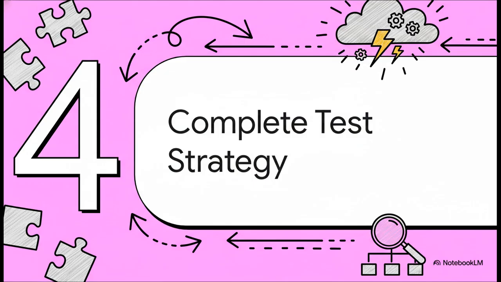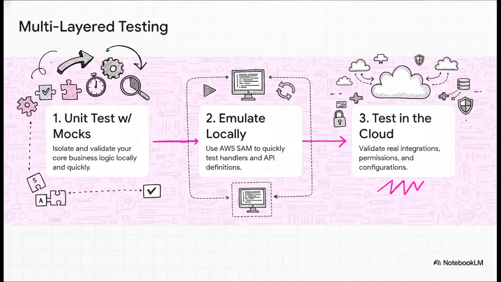Okay, let's pull all these different pieces together. We've looked at the strengths, the weaknesses of these different approaches. So what does a complete, professional serverless testing strategy actually look like? Well, it's a multi-layered approach. You always start with those fast local unit tests using mocks to make sure your core business logic is sound. Then you use SAM's local emulation tools for that super fast feedback loop on your handler and your API definitions. But, and this is the most important step, you finish by deploying to an isolated cloud environment to run your real integration tests. This is where you validate the actual permissions, the cloud configurations, and the real service interactions.